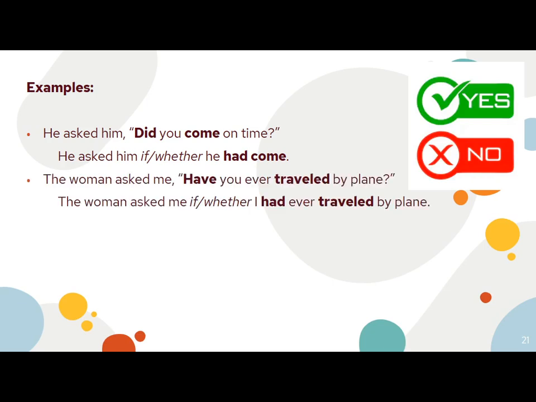Now check this one. The woman asked me, have you ever traveled by plane? So the woman asked me again if, whether I have ever traveled by plane. So we have the same piece of information. Because it is a yes no question, we're going to introduce it by having if or whether.